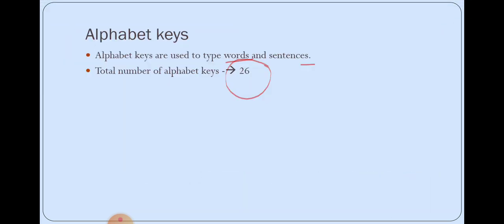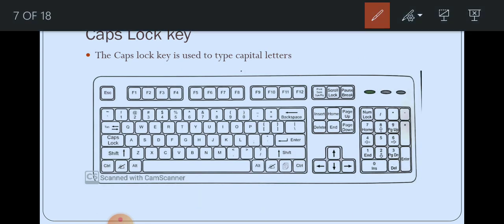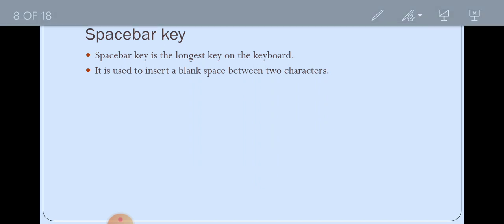Now I will discuss the next topic, that is the caps lock key. The caps lock key is mainly used to type capital letters. And where is the location of this caps lock key? It is present in this portion of the keyboard. If you want to turn on the caps lock light, simply press this caps lock button, and if you want to turn it off, press this caps lock button again, and then you will see the caps lock light will be turned off.